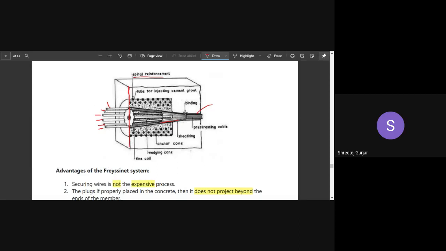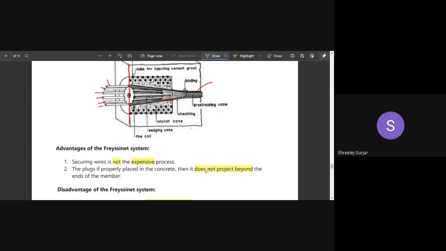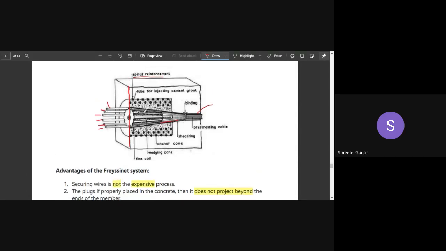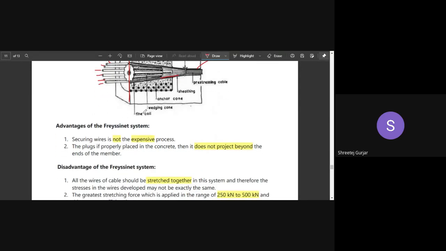So what we can do is cut the steel strands which are projecting outside, and we will have a smooth, plain surface. We will have no projections outside. So that is one advantage. If the cone is placed properly inside the concrete, it will give a plain surface. So this is one advantage of your Fresnel system.